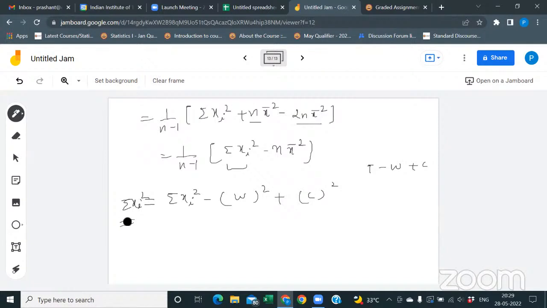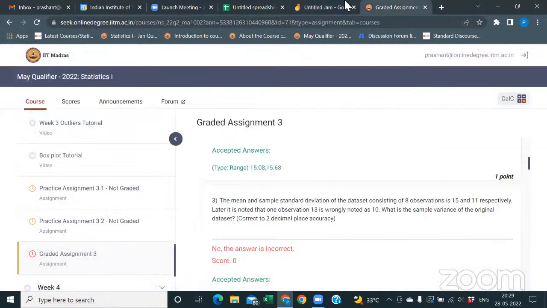Okay. Corrected. After that you have to apply it. Yes, sir. And for more detail, you can go through the solution PDF also. Okay, okay, sir. Thank you, sir. Okay. Thank you very much.